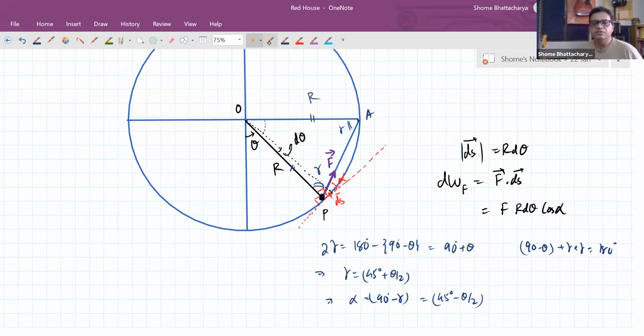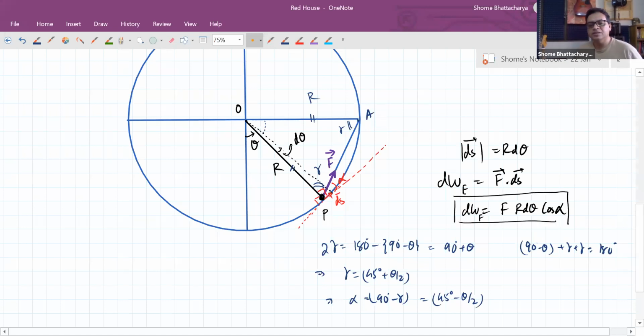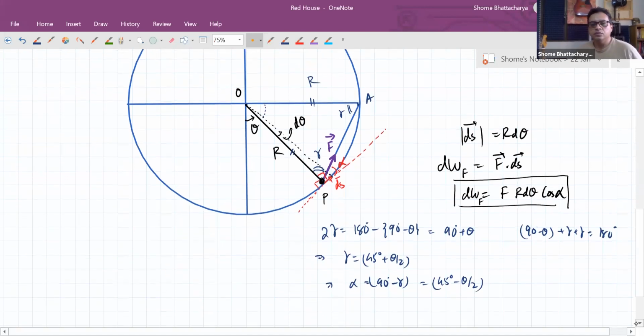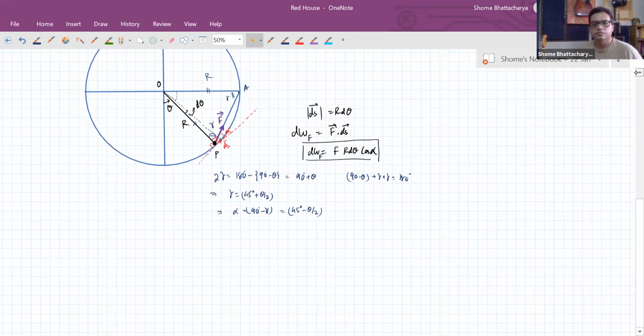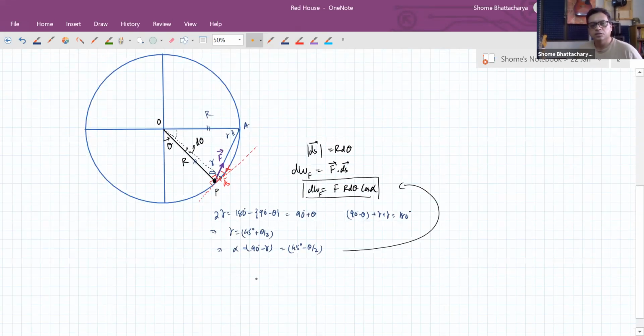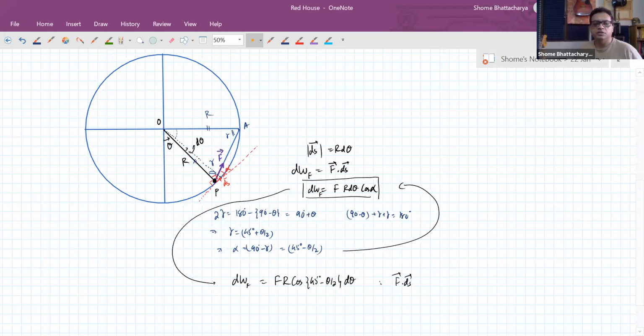So coming back to this now, the differential work done for that small angular displacement d theta with respect to the circle center will be expressed like this. Substitute this here. So that will become FR cos of this term, 45 degrees minus theta by 2, into d theta. This will be my actual F dot ds here. That should be like this. So is this all right? Just verify this once.